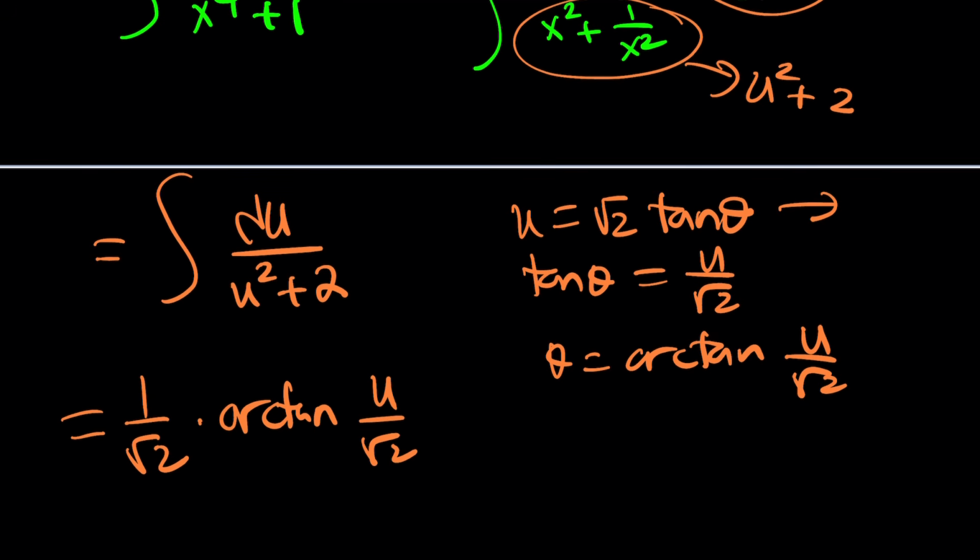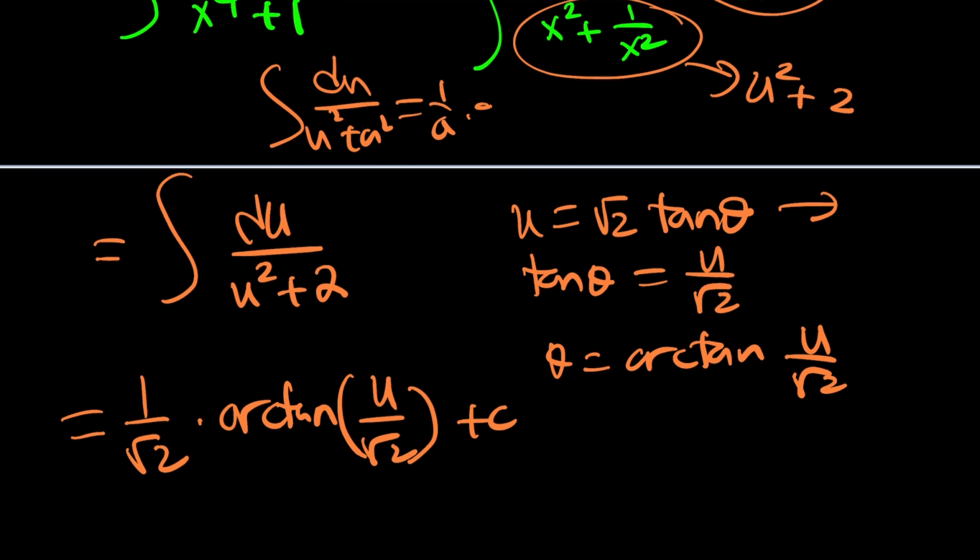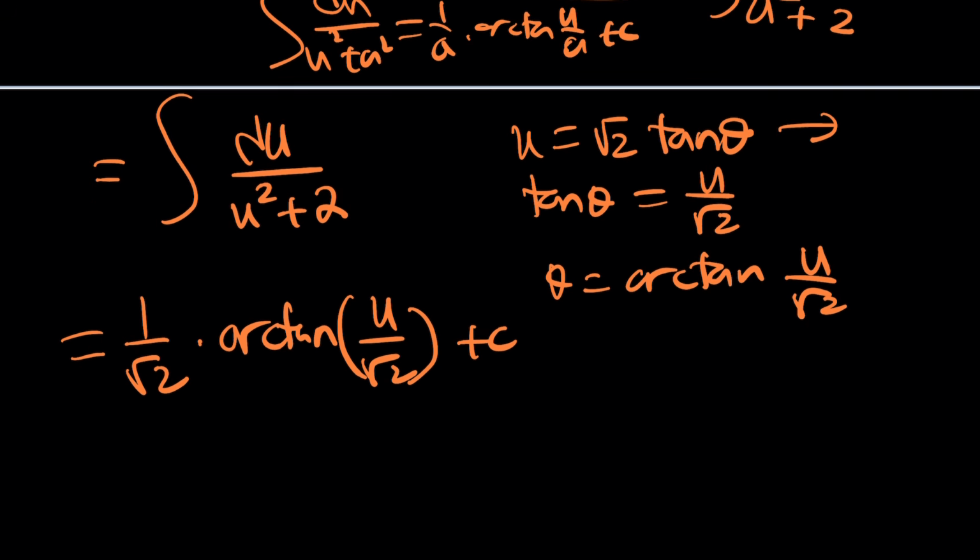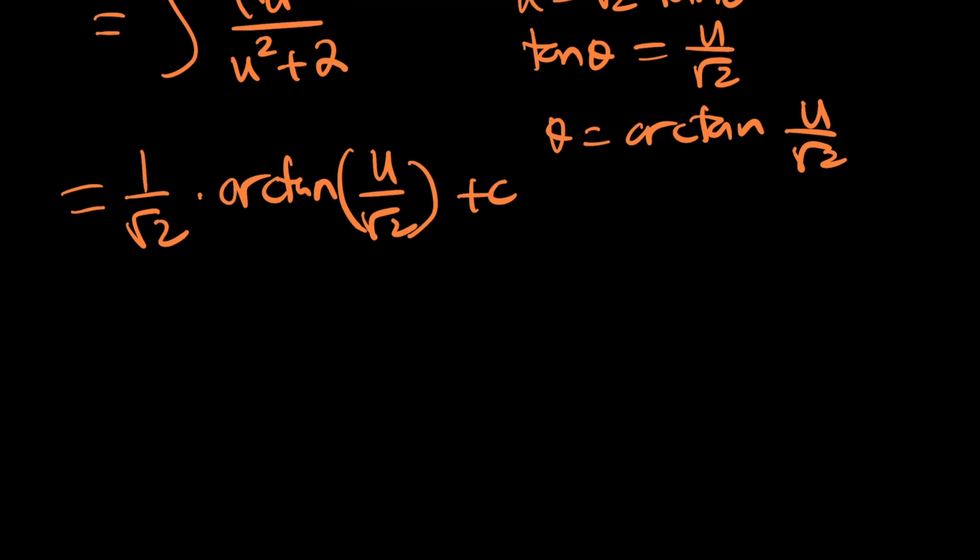You can also memorize this as a formula. I think this will be helpful: if you have du over u squared plus a squared, it's just going to be 1 over a times arctangent u over a plus c. Okay? That will be super duper helpful in these scenarios. Great. So that's our integral.